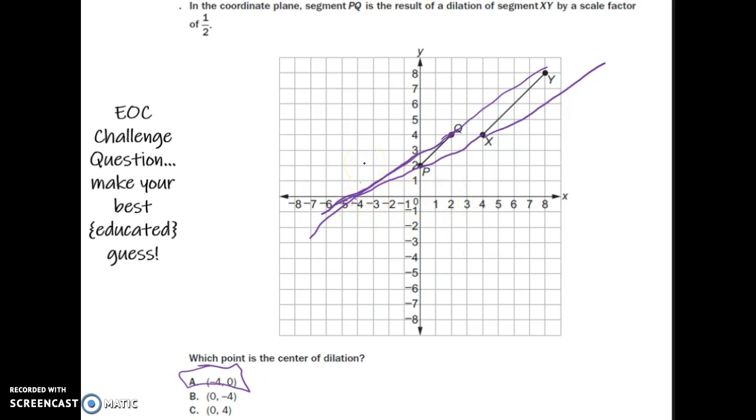The point is you connect the corresponding points, and then wherever those lines cross, that is the center of dilation. It's that easy, so don't overthink something like this. If you see it on the EOC, connect those points, see where the lines cross, that's the center of dilation.